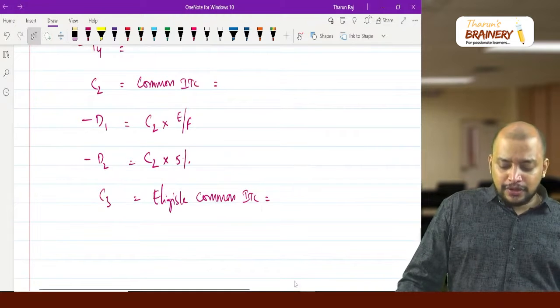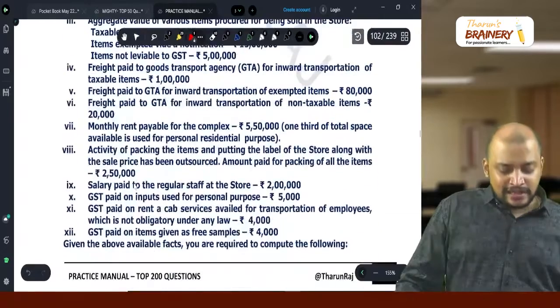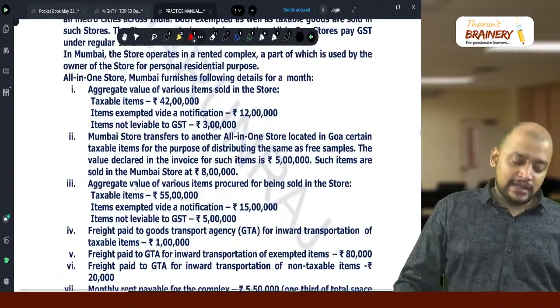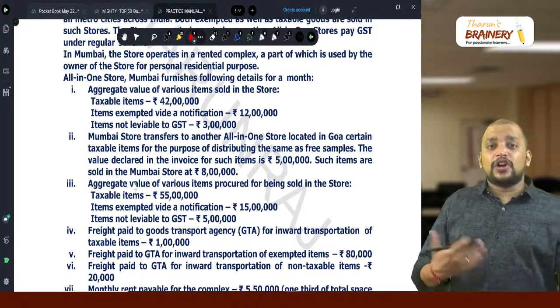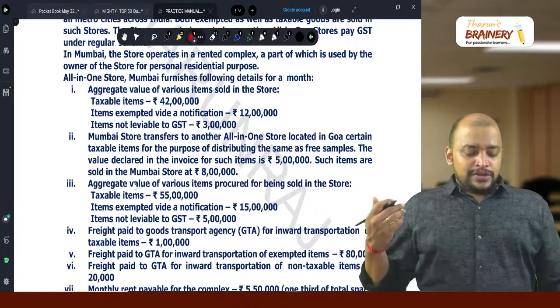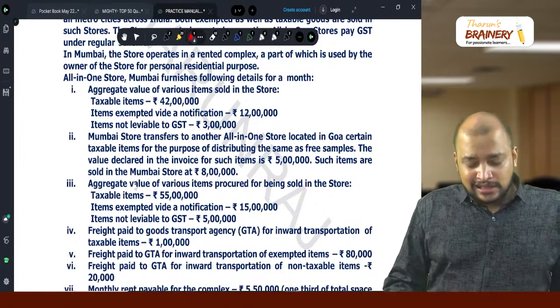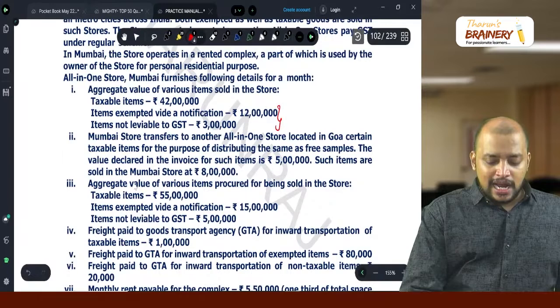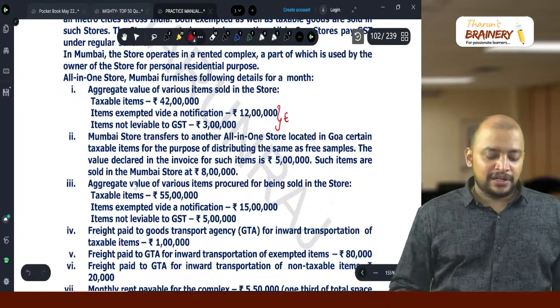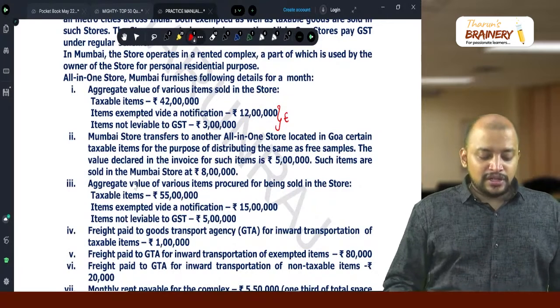Now, so we need to stick to this format and arrive at the answer. So look into this. Aggregate value of items sold in the store. Aggregate value of items sold in the store. So taxable items, exempted items and not leviable to GST. So these two are exempted. So therefore, on this no GST payable. So this is outward supply.